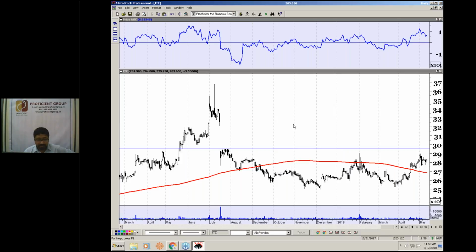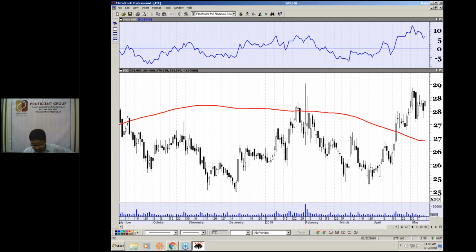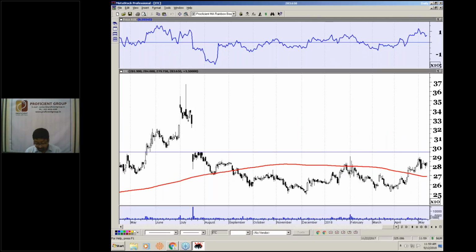But again, I'm reiterating that it will be a bit longer term play, and one has to check whether 295 is being taken out or not, right? I'm just showing you this chart for a long term play. Okay, so these four picks are there in our FMCG sector for next week or for the next few weeks.